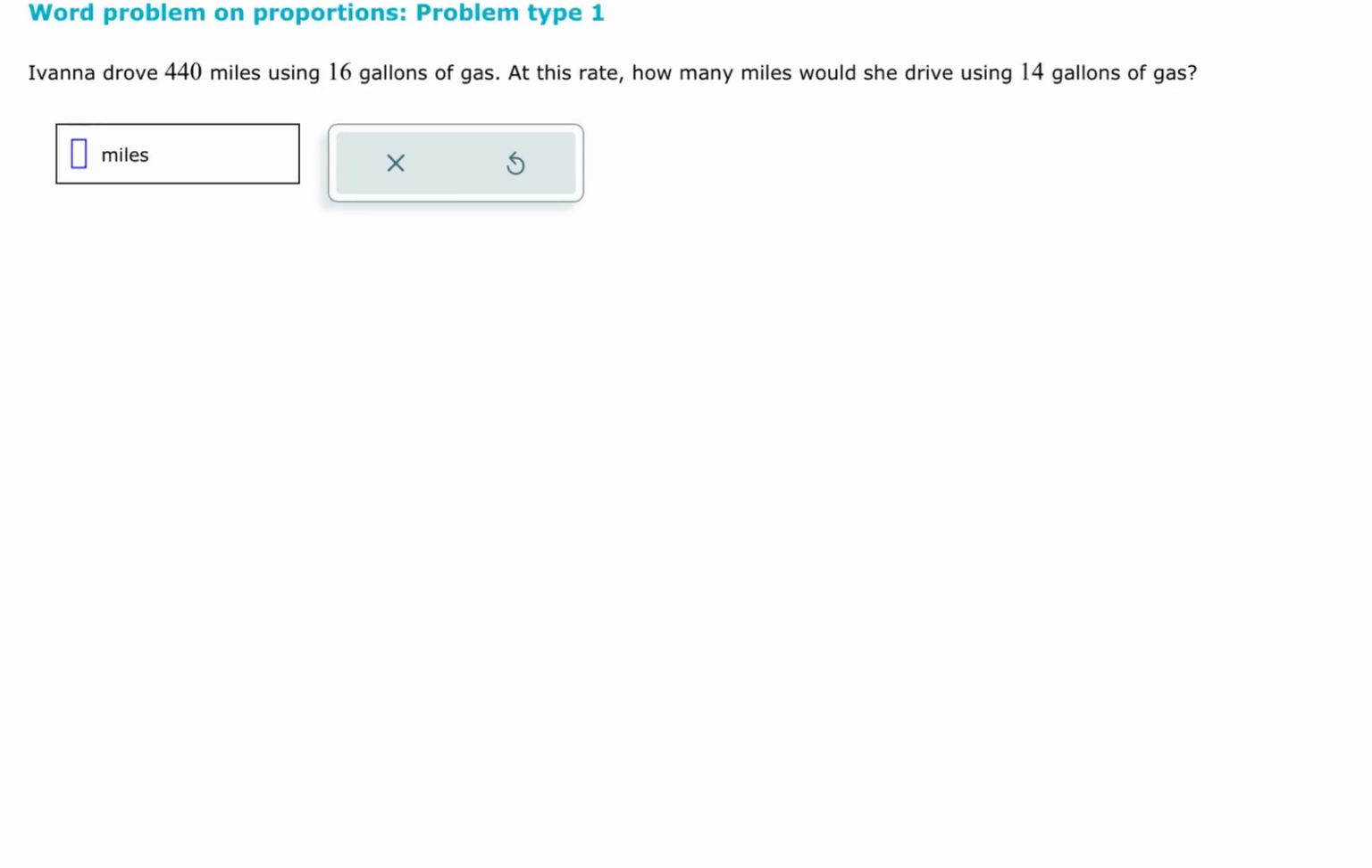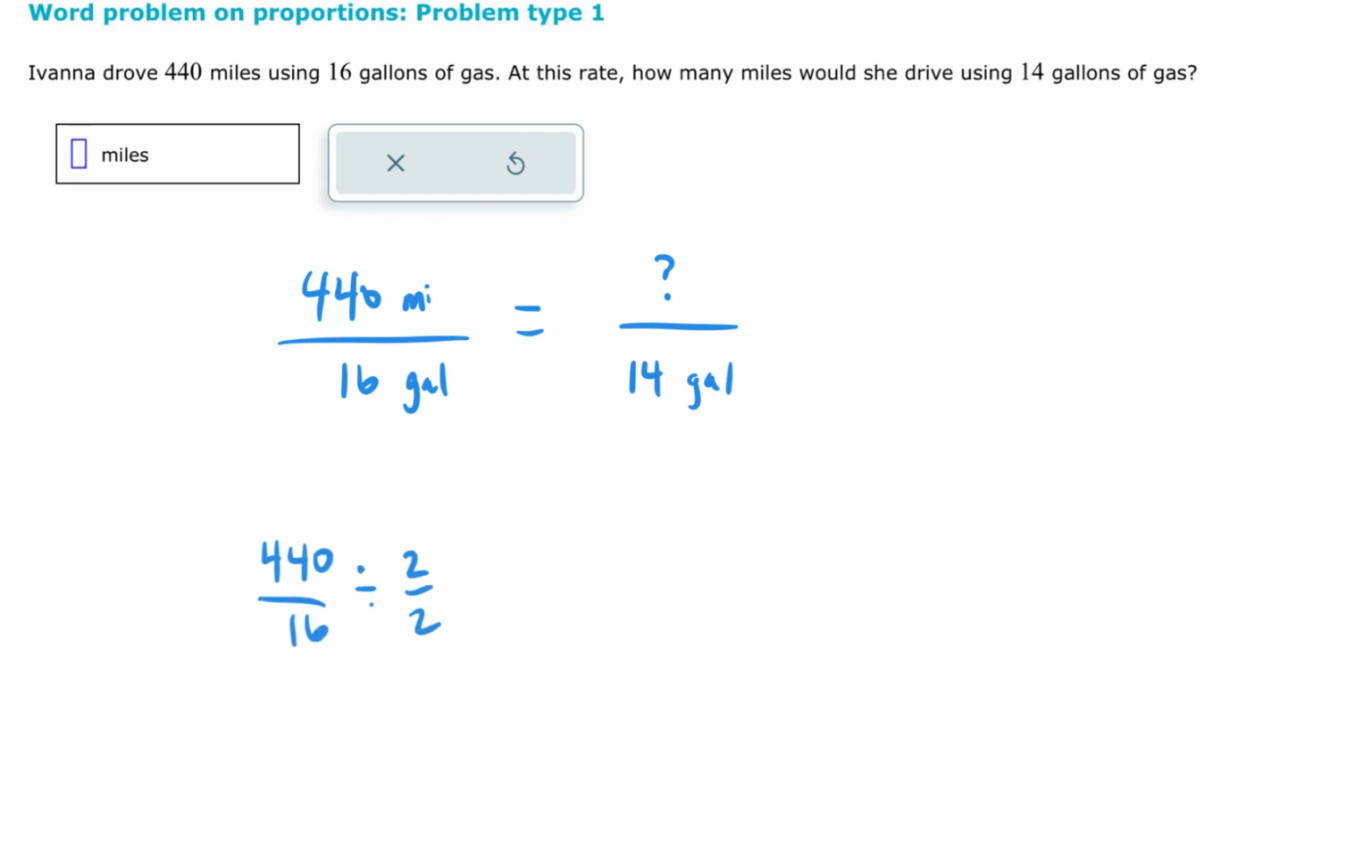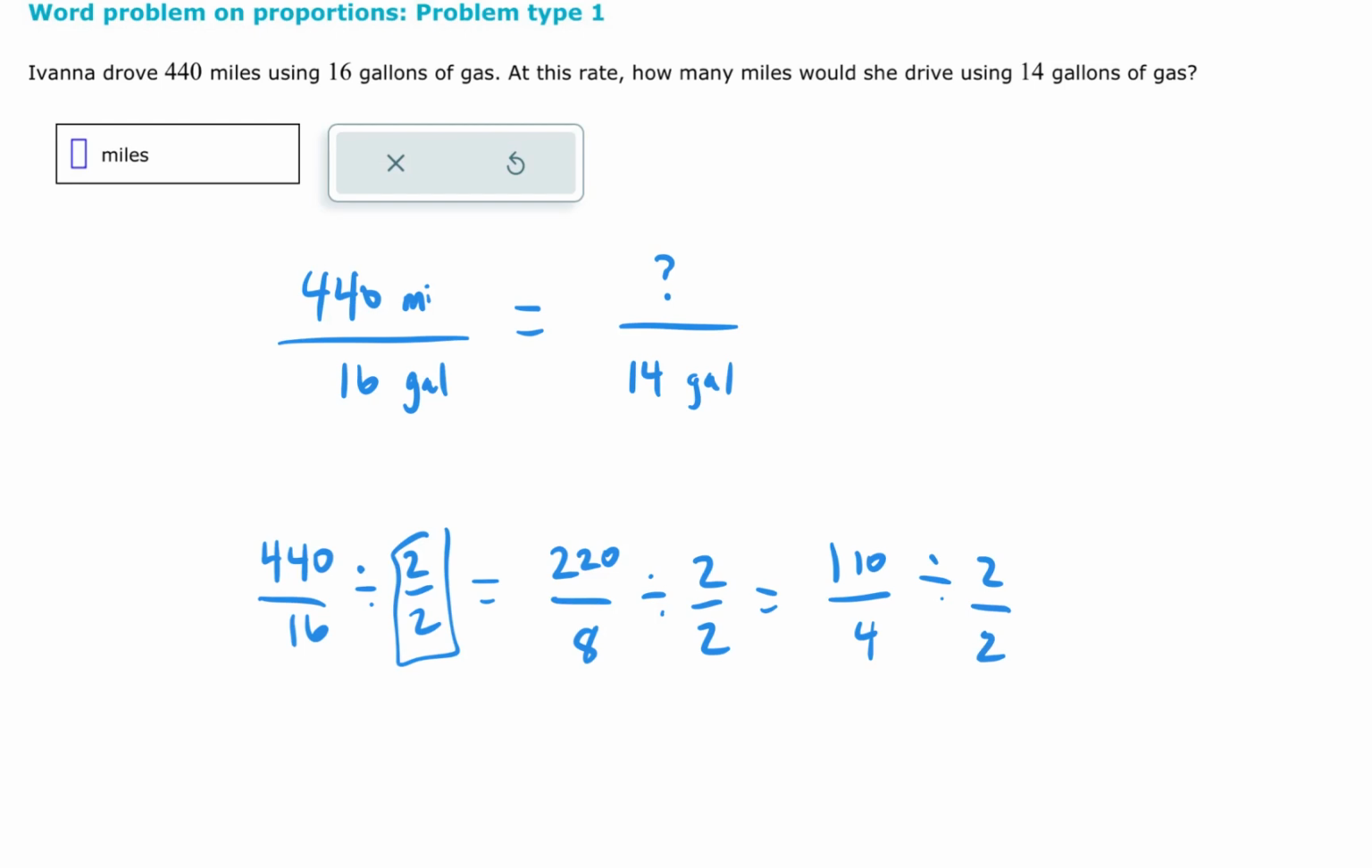Let's look at one more example. It says Ivana drove 440 miles using 16 gallons of gas, and at that rate, how many miles would she drive using 14 gallons of gas? And we don't know what this is. Now, I do know that 440 and 16 can be divided by 2. I suspect that they can be divided by 4 as well, but 2 I can easily do in my head. And then I can do it again. And again. This is all dividing by 1 whole, so we're finding equivalent fractions here.